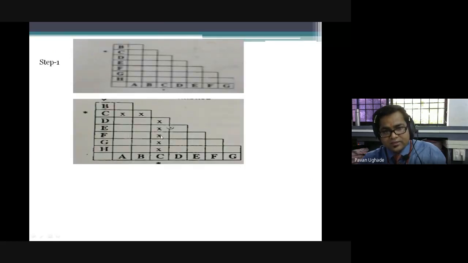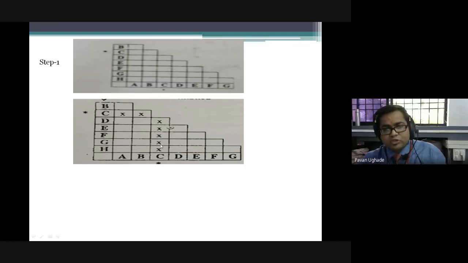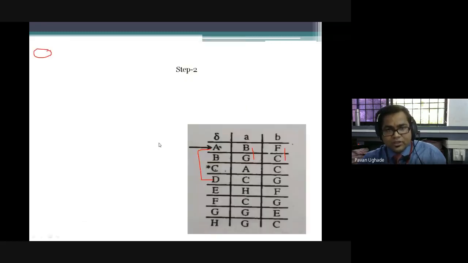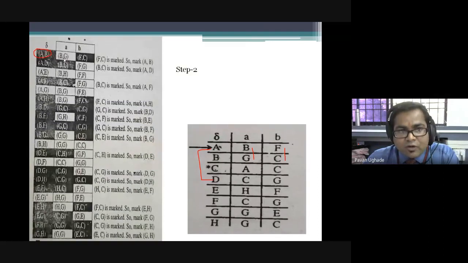F and C. This is the entry. Whether it is blank or crossed? Crossed. Why was it crossed? Because it's a combination of non-final and final. So that's why we have said it is distinguishable states. Now I'm making a very important point, guys. If you find any combination which is already crossed, FC is marked, so AB cannot be equivalent.